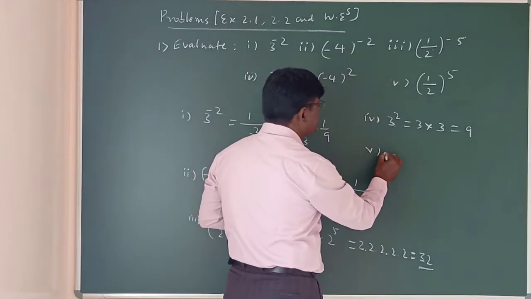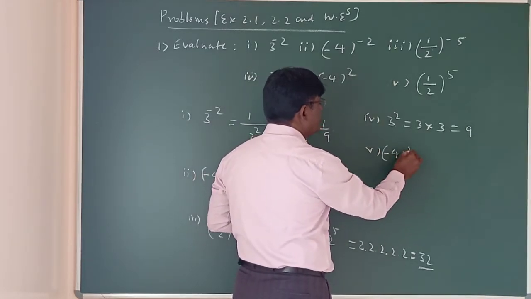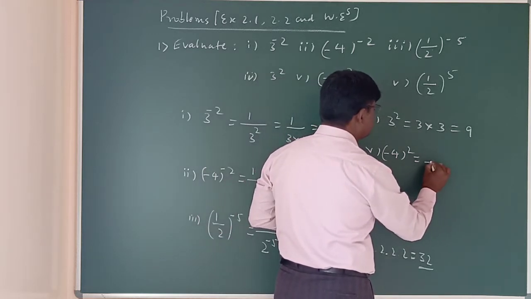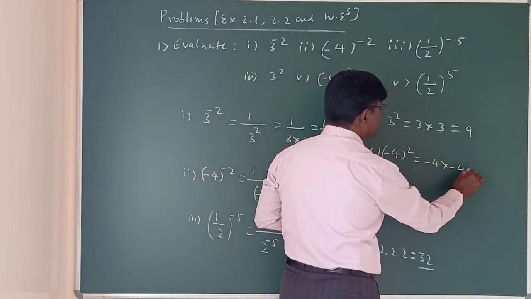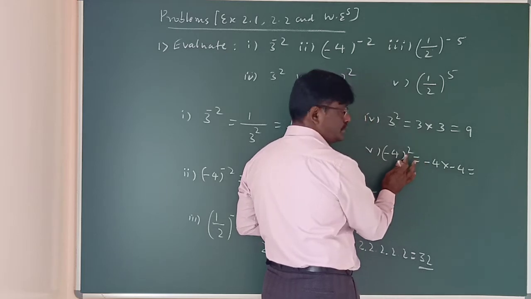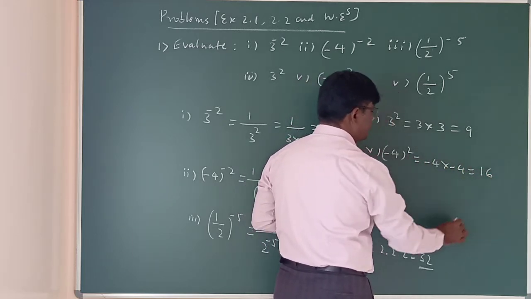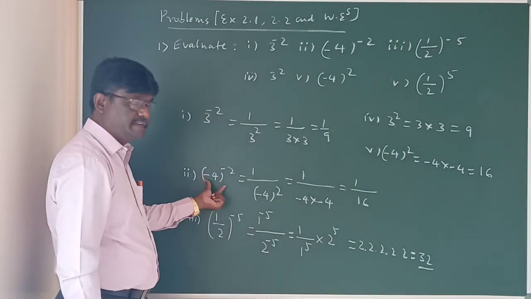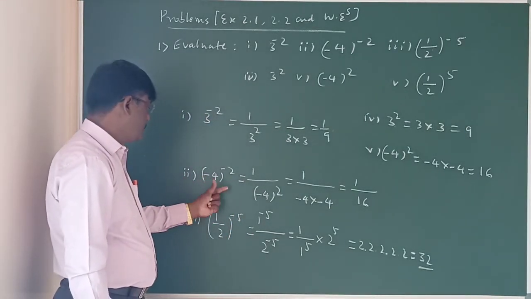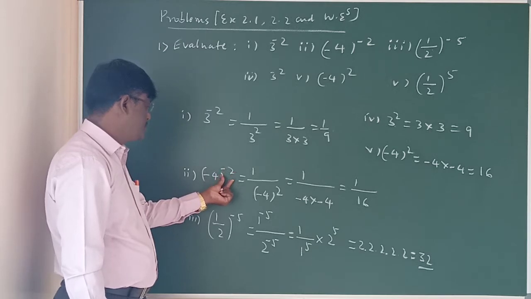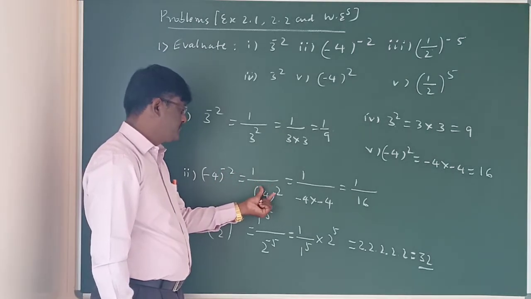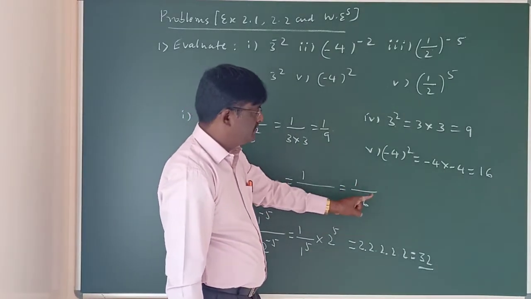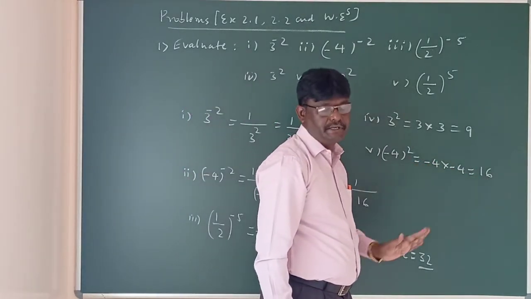Next, minus 4 power 2. Therefore, minus 4 into minus 4. That is the meaning of this, we know. Hence, minus of minus gives plus, 4 4s are 16. Just compare with this, minus 4 whole power minus 2 can be expressed in this form. Multiply, here we got 1 by 16, just here you see 16.